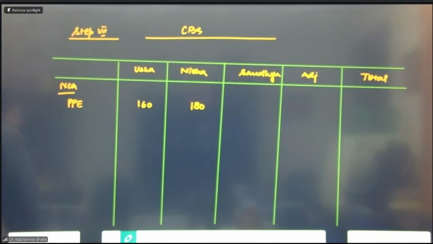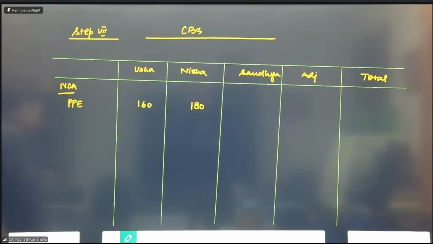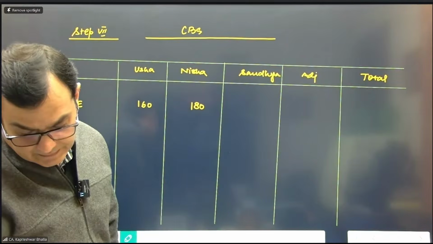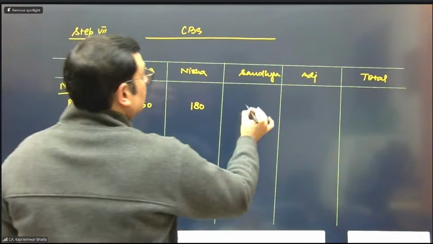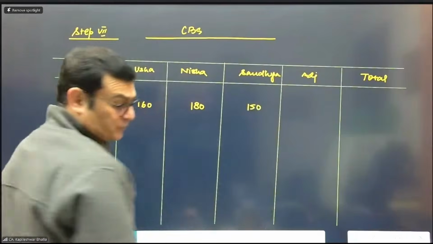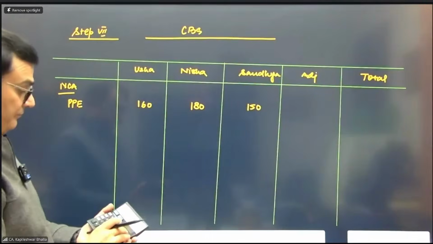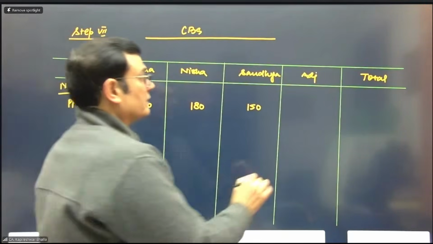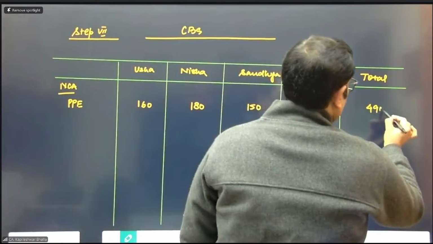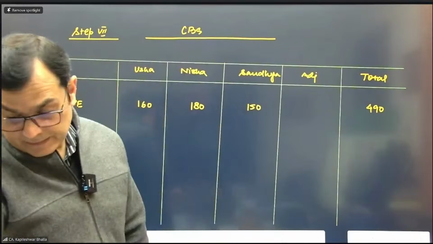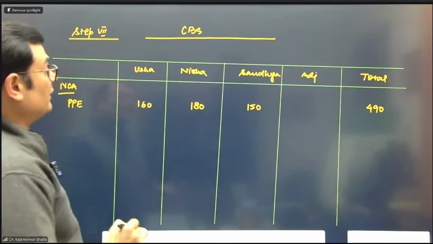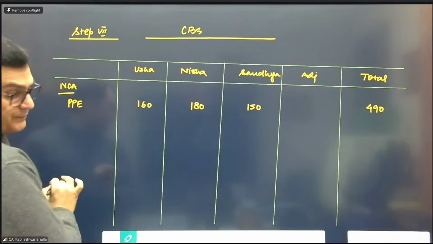It is 160. Then it is supposed to be 180 and 150. And there is, I think, no fair value adjustments. Total 490. That's total is 490. Correct. Then investments will not appear in the balance sheet, but there is no goodwill either.